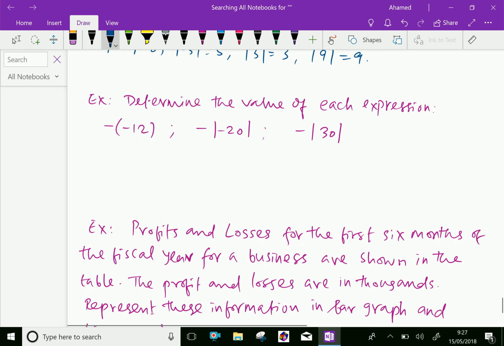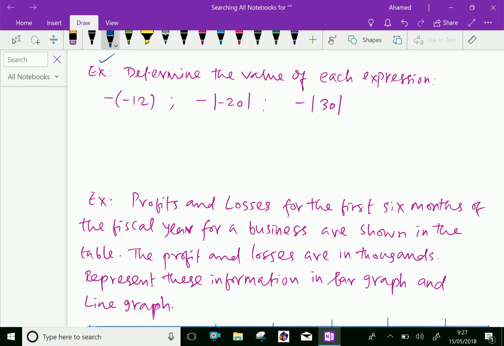Next one, determine the value of each expression. Here is the negative of a negative number. The negative of -12 is equal to only positive 12.